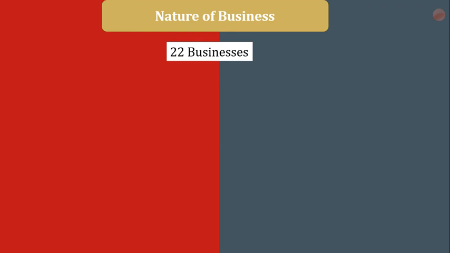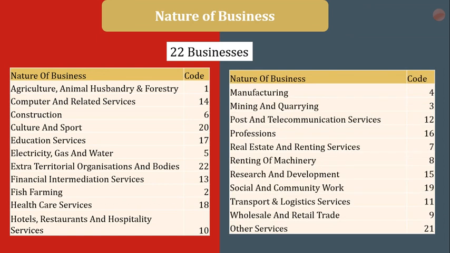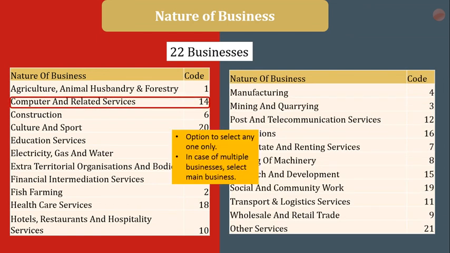And here they have provided a list of 22 businesses. This is the list, and you can select one of them. And there is no option to select multiple businesses. So if you have multiple businesses, you can select one of them, your main business here.